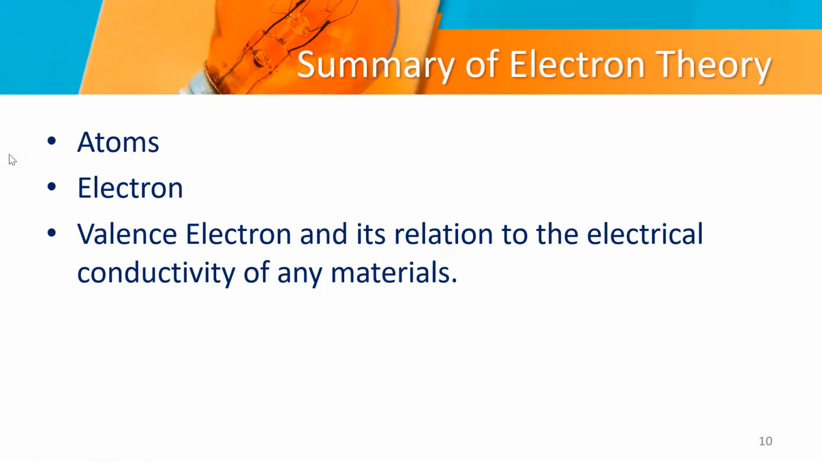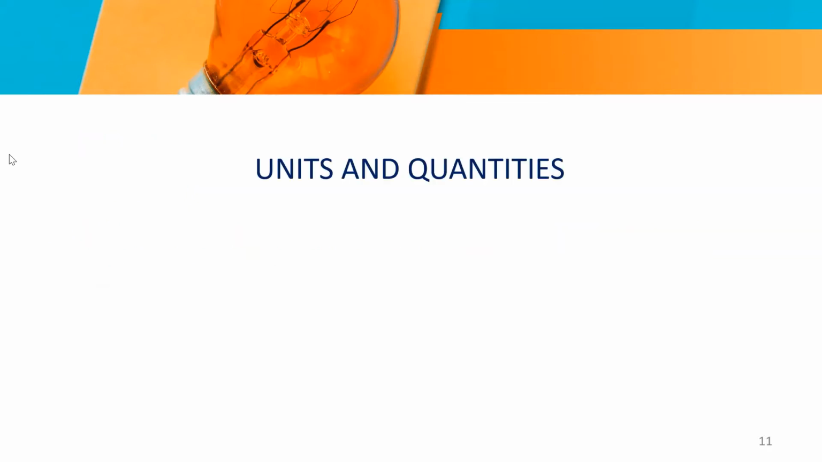As of this point, we're going to summarize the topics that we have discussed from the electron theory. We just discussed the composition of an atom as well as the electron, and also the valence electron and its relation to the electrical conductivity of materials. Now let's move forward to the electrical units and quantities. It is also very important for us to measure the quantity of electricity.